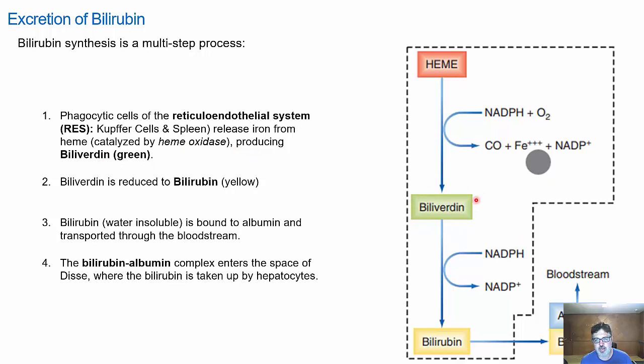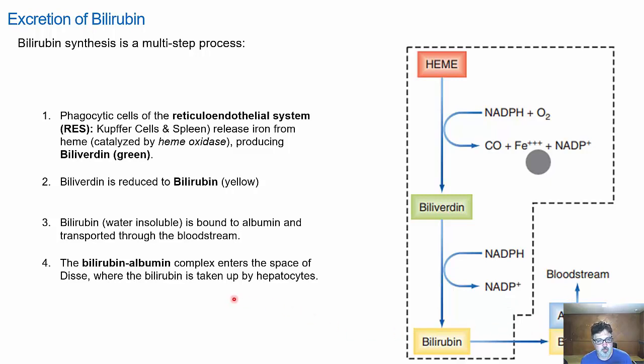Here we have this green pigment biliverdin from the release of the iron from the heme. Notice here's the iron that has just been released. From there, the biliverdin can be reduced into bilirubin, so we go from a green pigment structure to a yellow pigment structure. Now, bilirubin itself is water insoluble, so it has to be bound to a carrier protein, in this case albumin. So now we have this bilirubin-albumin complex that can carry the bilirubin through the bloodstream.